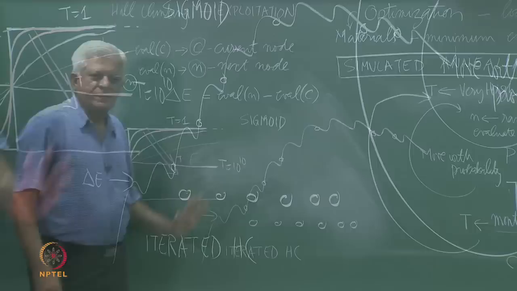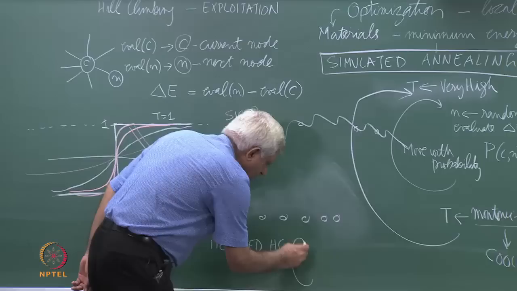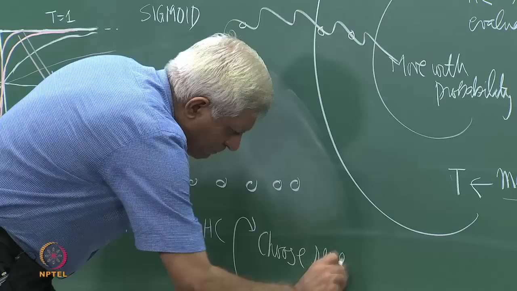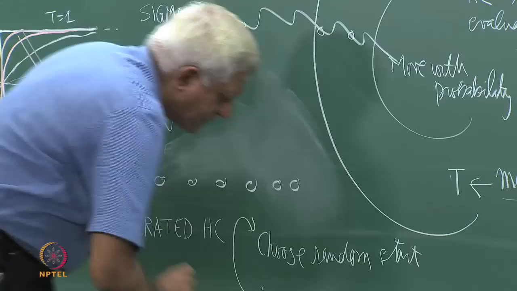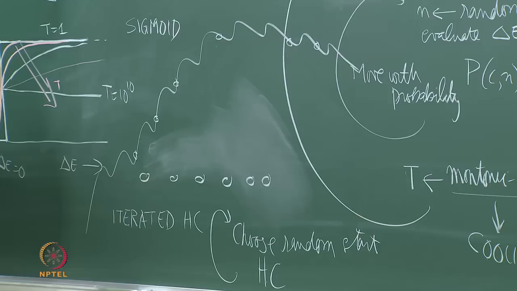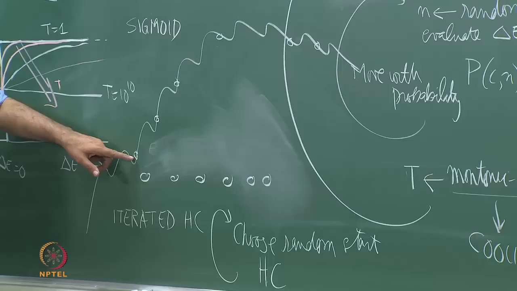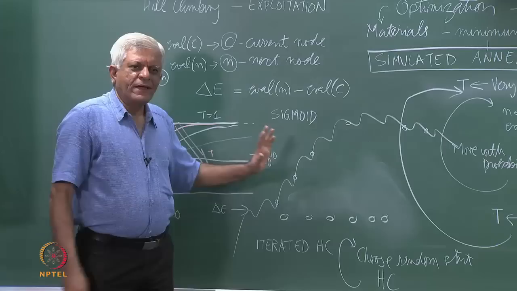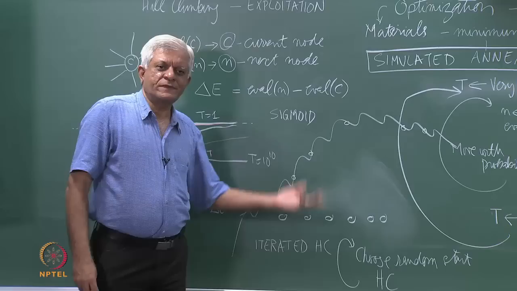So, put it in some kind of a loop: choose a random start and simply do hill climbing, do not do anything else, just do hill climbing. You can imagine that this starting point would take me to this maxima, this starting point will take me to this maxima, and so on. And if you have chosen a sufficiently large number of random starting points, then one of them is likely to hit your global maxima. So, that is the hope.